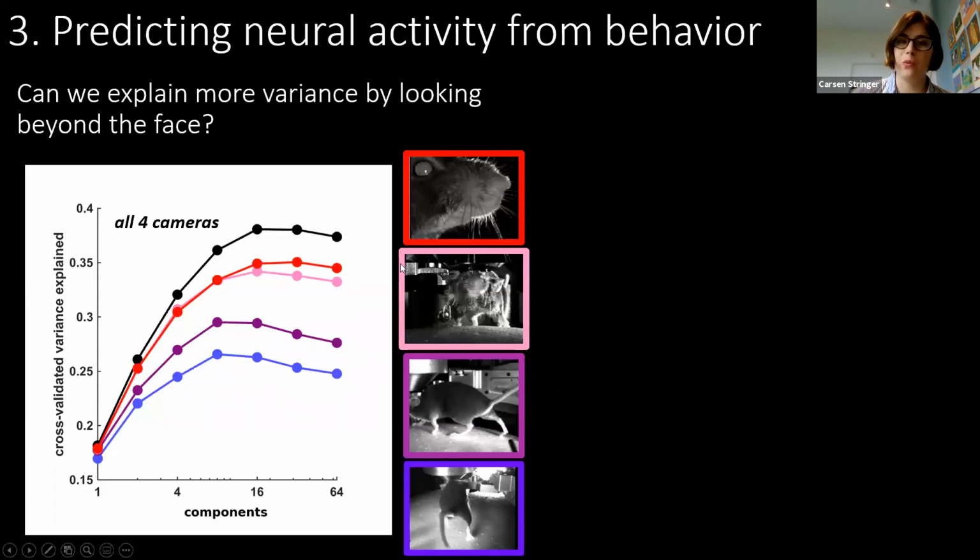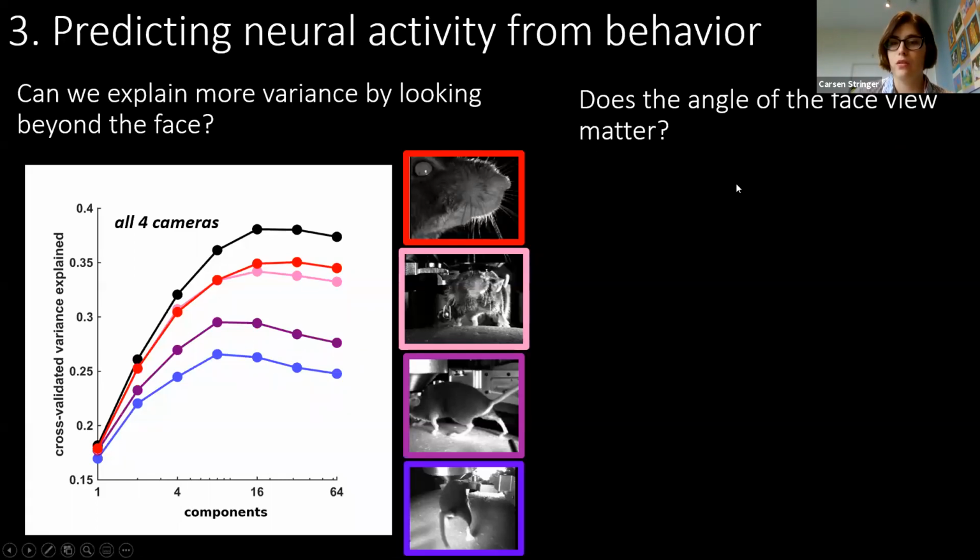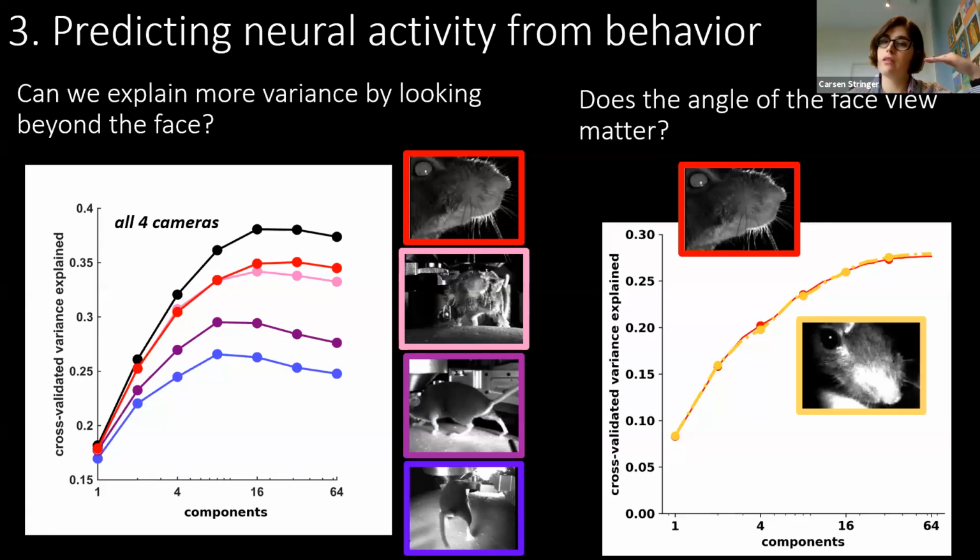Now, does it matter what view you put the camera at? We looked in visual cortical recordings. We had a camera at 90 degrees and also at 45 degrees, and we looked at whether the variance explained changed depending on the camera view. We were able to predict very similar amounts of variance explained from both camera views, suggesting that it doesn't matter so much as long as you have enough of the face, and in particular the whisker pad, you're going to be able to capture this variability in visual cortex with respect to the behavior.